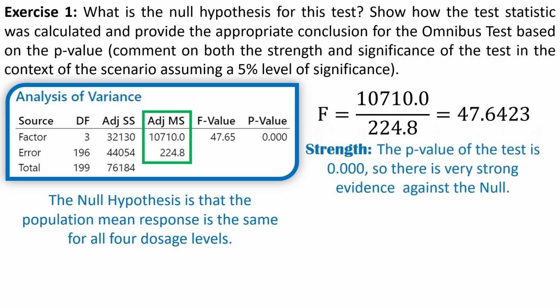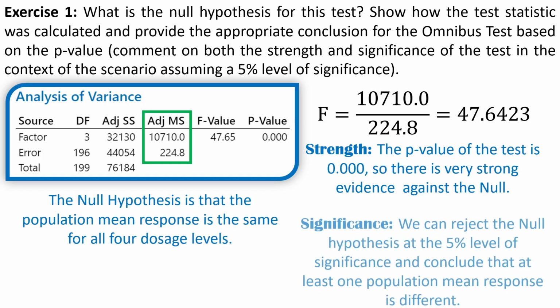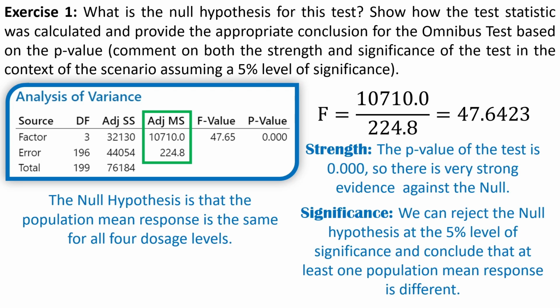Now the p-value for that test statistic, which by the way is that F statistic, is very large, no surprise. The p-value is 0.000. So there's very strong evidence against the null hypothesis. And for significance, we can reject the null hypothesis at the 5% level of significance and conclude that at least one population mean response is different from the others.